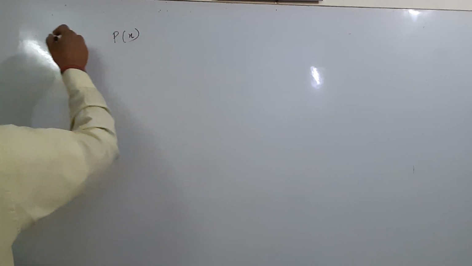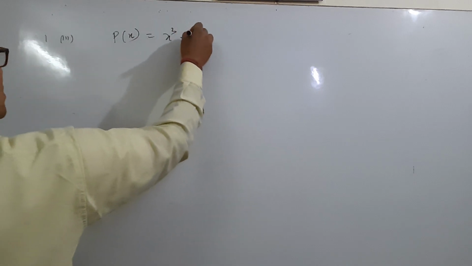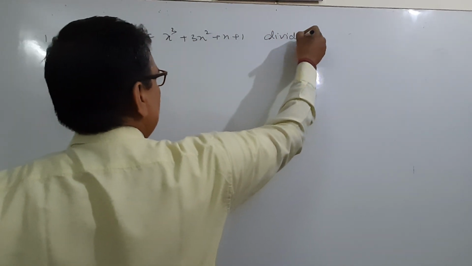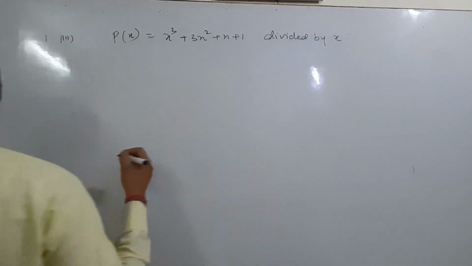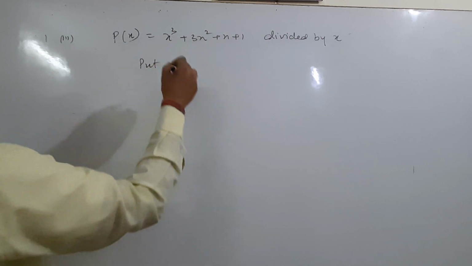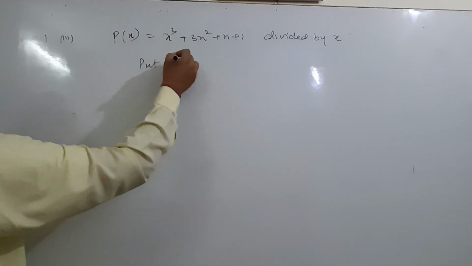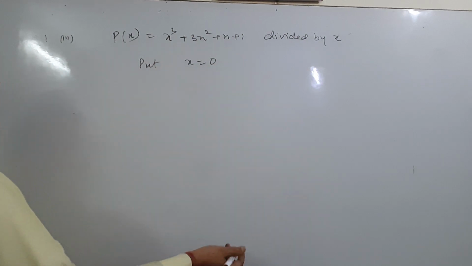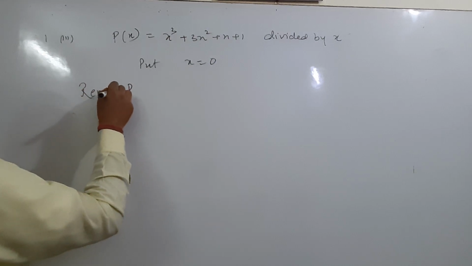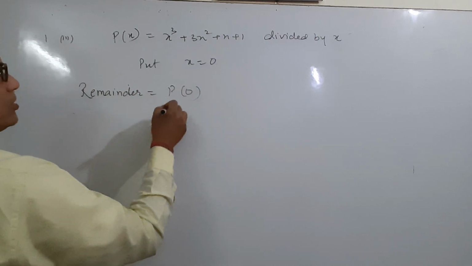Let P(x) be the third part. P(x) is equal to x cube plus 3x square plus x plus 1, when divided by x. Then what is the remainder? Here it is x plus a, and here is nothing, so that means 0. So directly we put x equal to 0, and the remainder is equal to P(0).